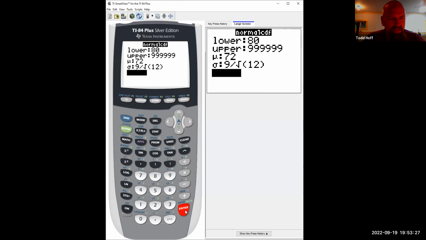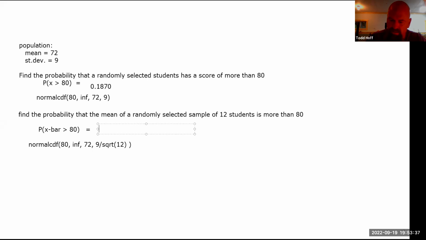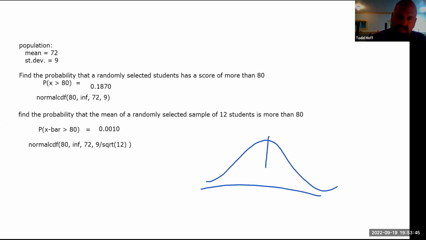Close those parentheses. And there we go. We get 0.0010 for that probability. Now if you think about it, that does still make sense because we're looking at our bell curve. The center of it is 72. 80 is up here. The probability of a single value being greater than 80 is right around 18.7%. That sounds pretty good.